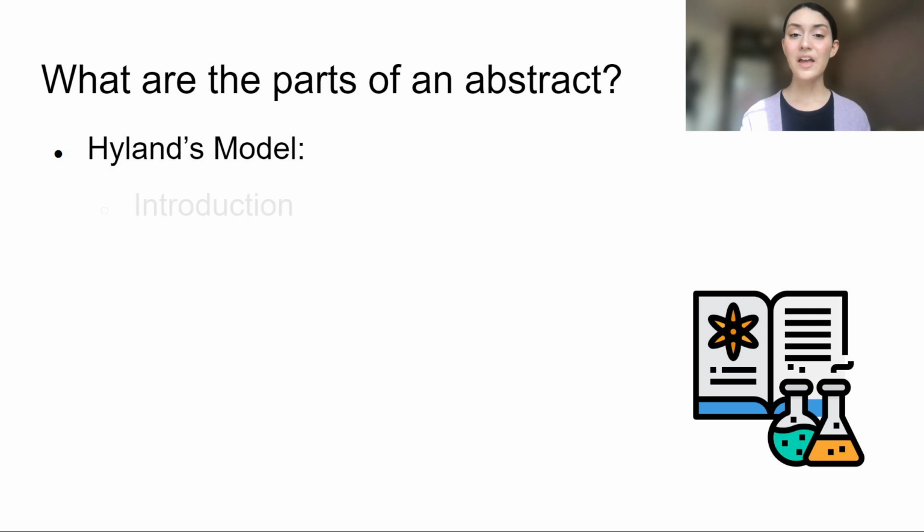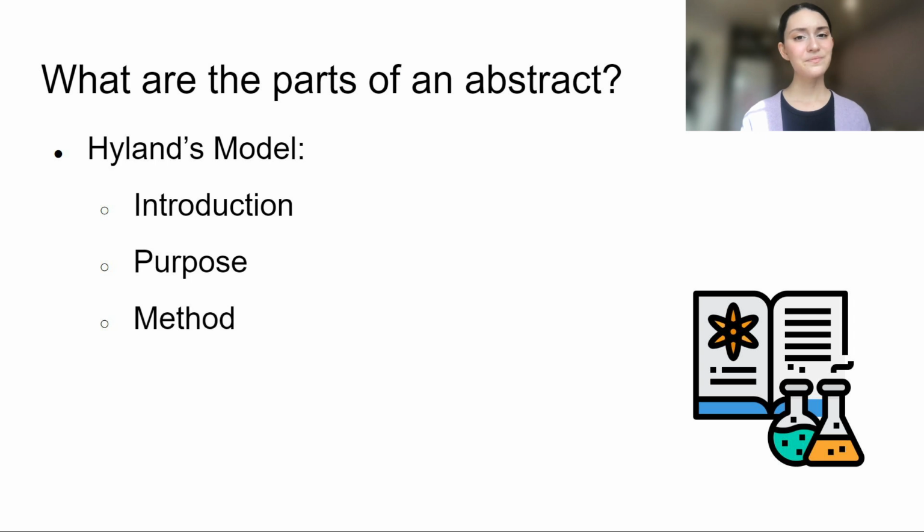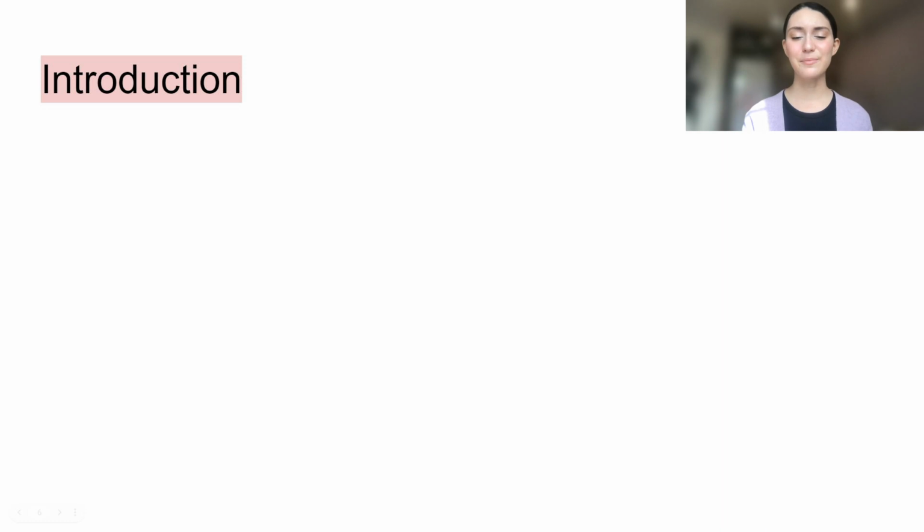According to Hyland's model, abstracts will commonly have 5 parts. They are introduction, purpose, method, result, and conclusion. Each part has a different communicative goal or specific function. Let's look at the first part.